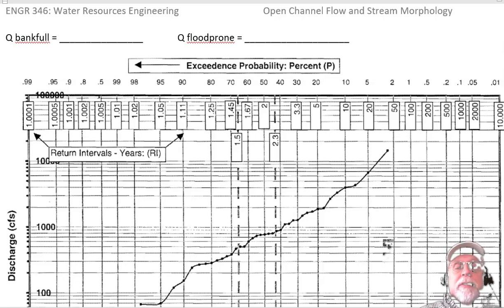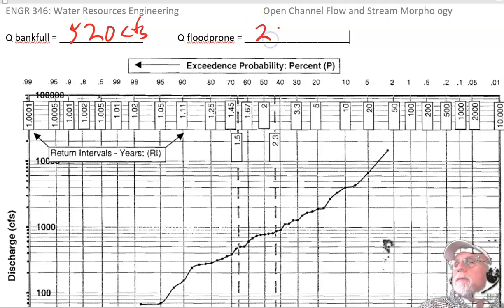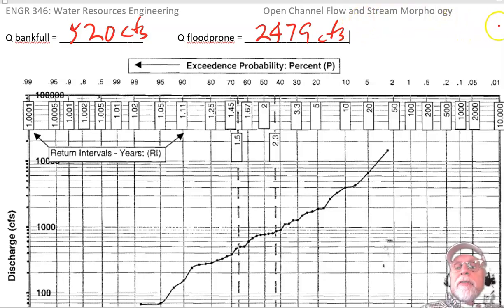Picking up where we left off last time, we calculated the flow by Manning's equation at a bank full stage of 3 feet and a flood prone stage at 6 feet. We came up with a bank full flow of 520 cubic feet per second, and flood prone was 2479 cubic feet per second.